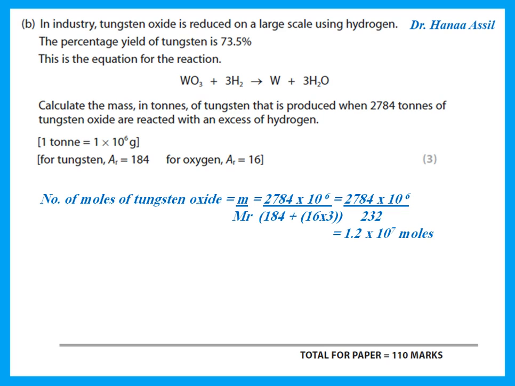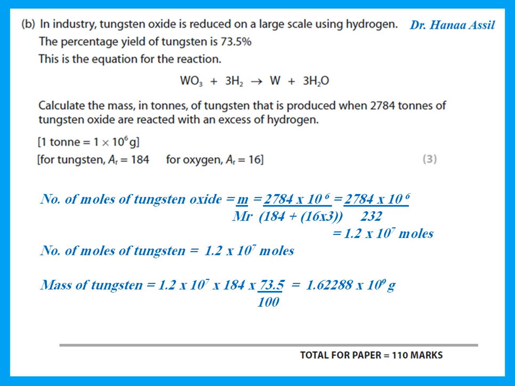in order to put it into the equation. Then, from the number of moles of tungsten oxide, I look at the equation. What is he asking me about? He's saying calculate the mass in tons of tungsten. So I want the mass of W. I look at the equation. I find that the number of moles of WO3 is the same as number of moles of W. So number of moles of tungsten will be the same number of moles. Now he's asking for mass. How do I get mass? Mass is the number of moles times the Mr of tungsten.